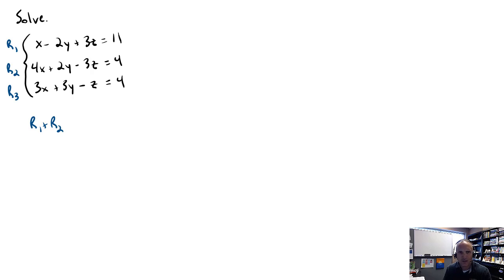Since I'm just adding the rows as they are, I'm going to do that up here. So I'm going to have x plus 4x, so that's going to give me 5x. The y's will cancel, the z's will cancel, and on the right side I'll have 11 plus 4, which is 15, which means that we can solve for x since there's only one variable. x is 3. Now, we know x, but we still don't know y or z.